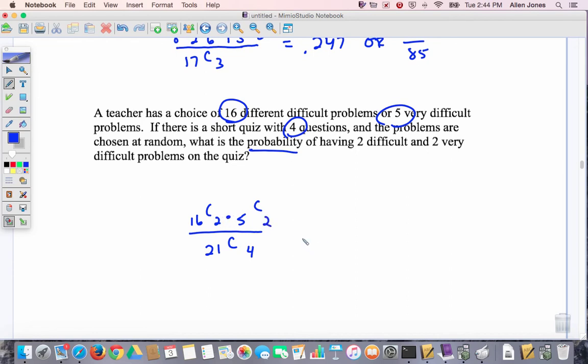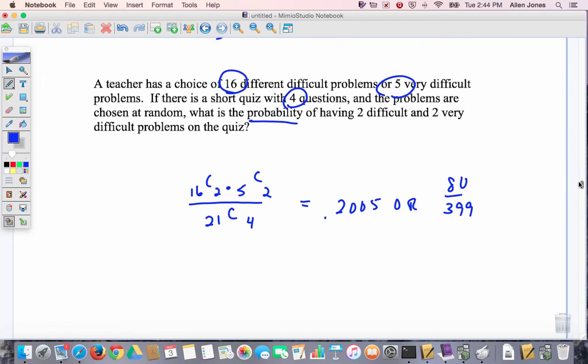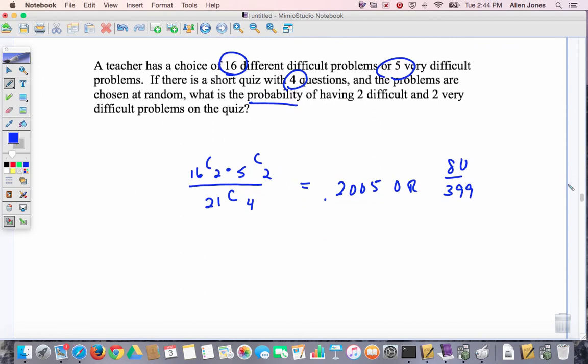There's our 2 categories, difficult and very difficult. 16 and 5 add to be 21. And we want to put 2 of each on the quiz. So 16C2 times 5C2 over 21C4. Noting how our numerator and denominator match up, and that winds up being a decimal of about 0.2005, or as a fraction, that's 80/399. And there's a look at our counting rules along with probability.